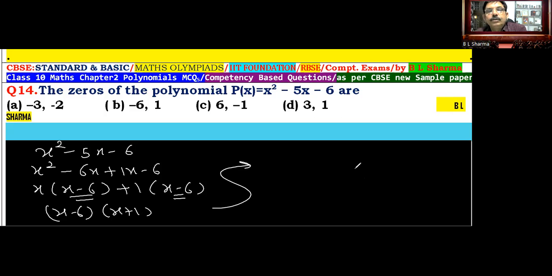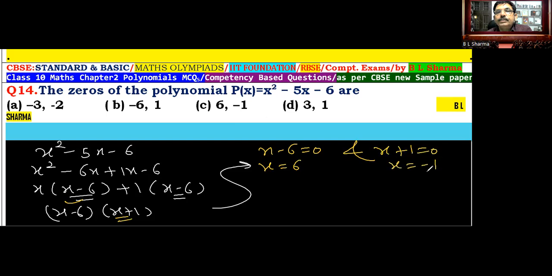When you factorize the quadratic polynomial, it gives two linear factors. जब आप किसी quadratic polynomial को factorize करते हो तो दो linear factors होंगे. Linear का meaning होगा कि x power 1 और here x power 1. And now to find out the zeros we put each factor equal to 0. अब zero आपको find out करना हो तो each factor के equal 0 put करिए. Put x minus 6 is equal to 0, so x is equal to 6. And second factor is x plus 1, put x plus 1 is equal to 0, so x is equal to minus 1. Therefore, zeros are 6 and minus 1.